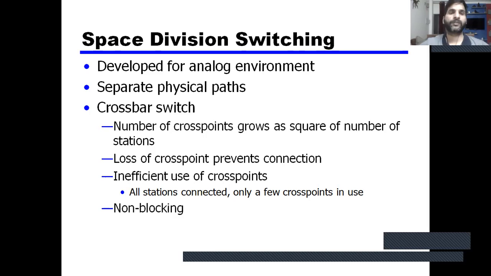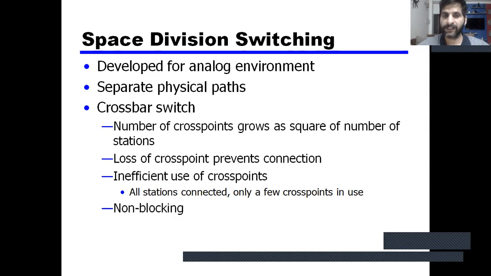Space division switching was developed for the analog environment and uses separate physical paths, and the crossbar switch is also an example of space division switching. A crossbar contains a number of crosspoints equal to the square of the number of stations, and a lost crosspoint prevents the connection.